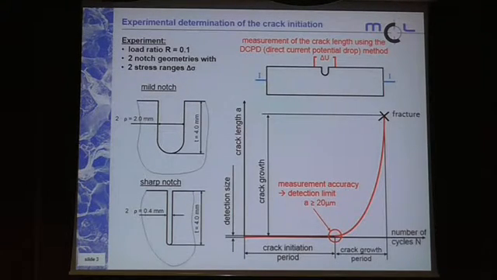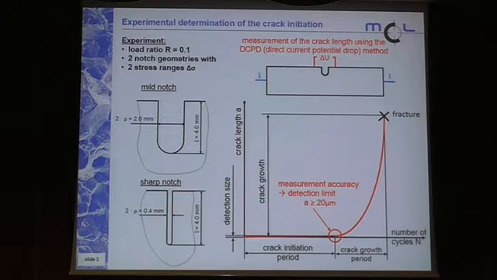Maybe some of you have already seen this slide, which my colleague presented yesterday. What we did here is a bending experiment, so bending specimens, and tested two different notch geometries. The mild notch here, with a depth of 4 mm and a width of 2 mm, or a notch radius of 1 mm, and the sharp notch, where the depth is 4 mm and the width is 0.4 mm, or the radius 0.2 mm. We tested both geometries with a load ratio of 0.1, and both geometries at different load levels or different load ranges.